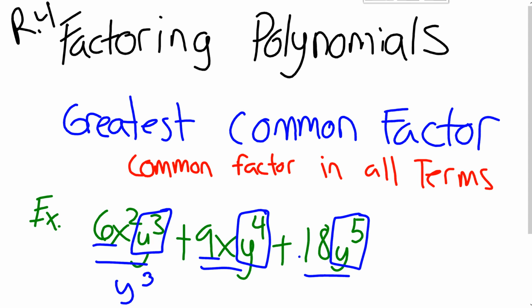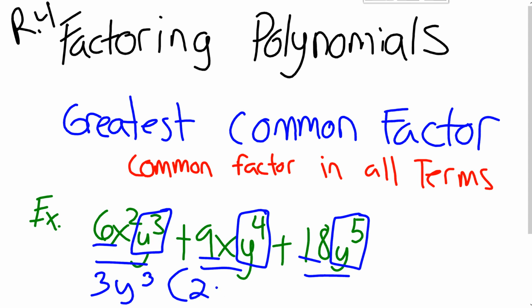What can we pull out here? We can pull out a 3, right? So we pull out a 3y cubed, or undistribute, however you want to say it. And so basically that is division. So I'm dividing each of these terms by 3y cubed. Y cubed over y cubed is 1. And 6 over 3 is 2.